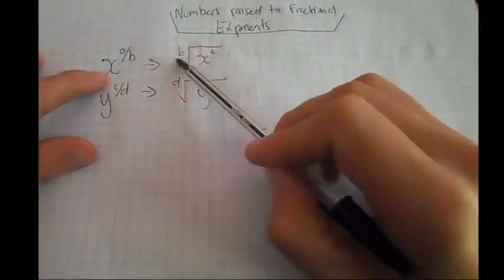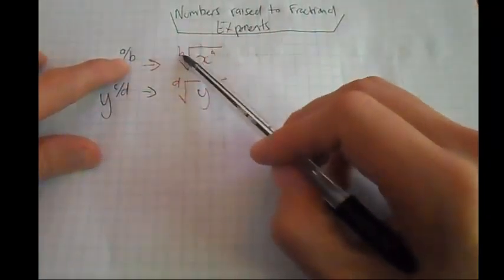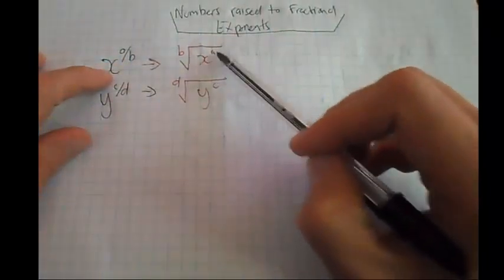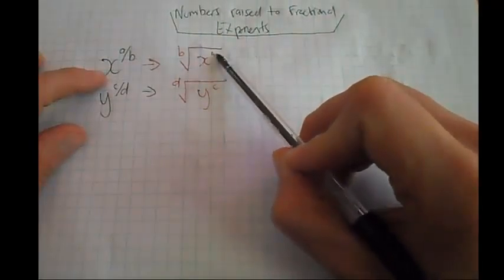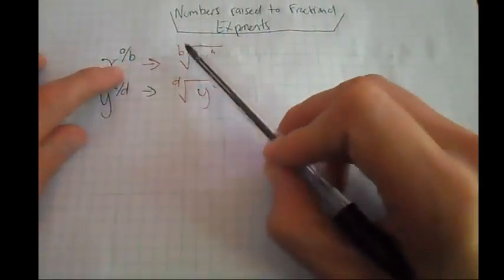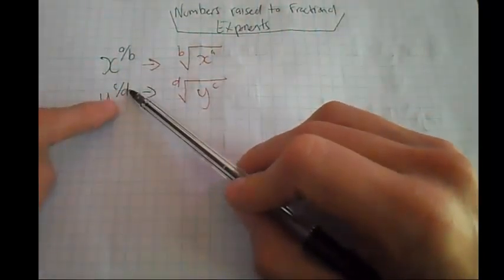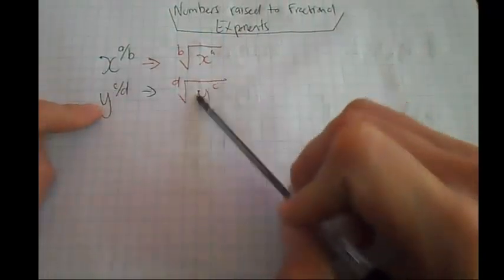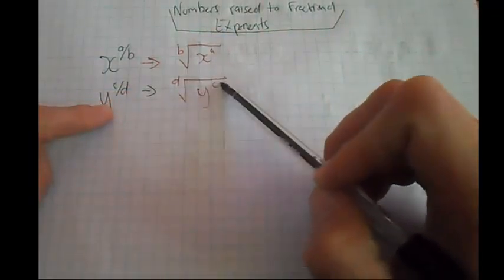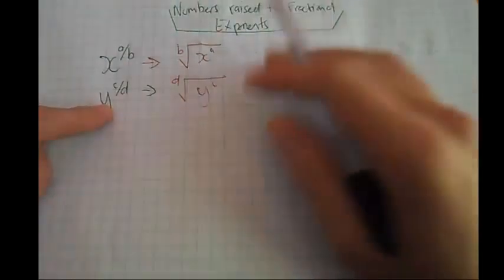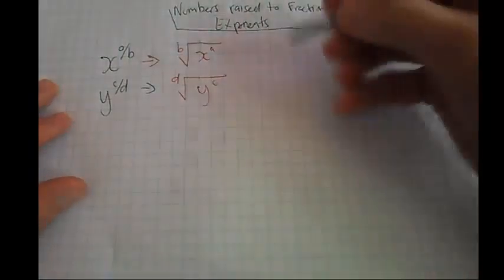So the x is the number that's inside the root, the b, so we would raise this to the bth root, and x to the power of a. So the top number will come inside the root with the x, and the b will be outside the root. Here we have y to the power of c over d. So y to the power of c will come inside the root and the d will be outside. So this is y to the power of c to the dth root. Now let's do some equations and use these rules.